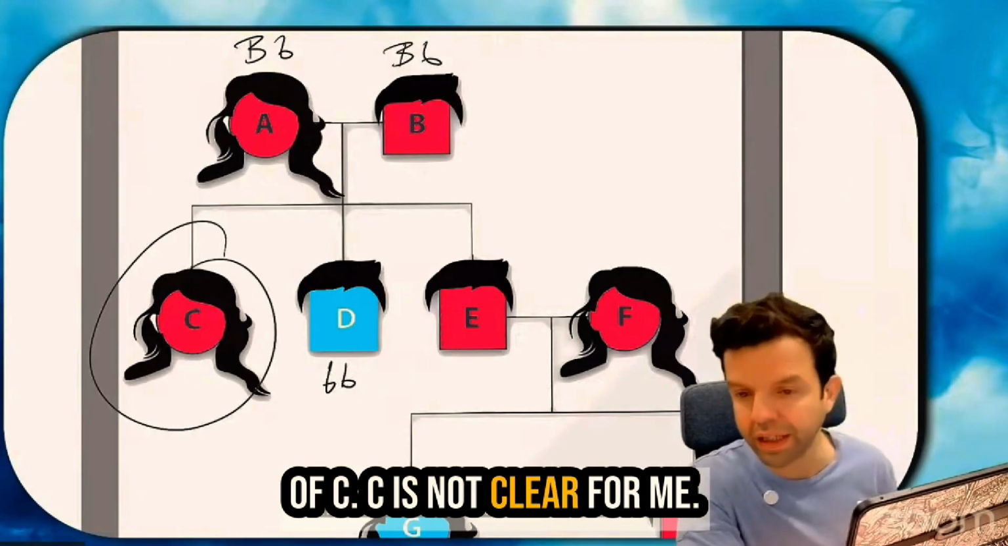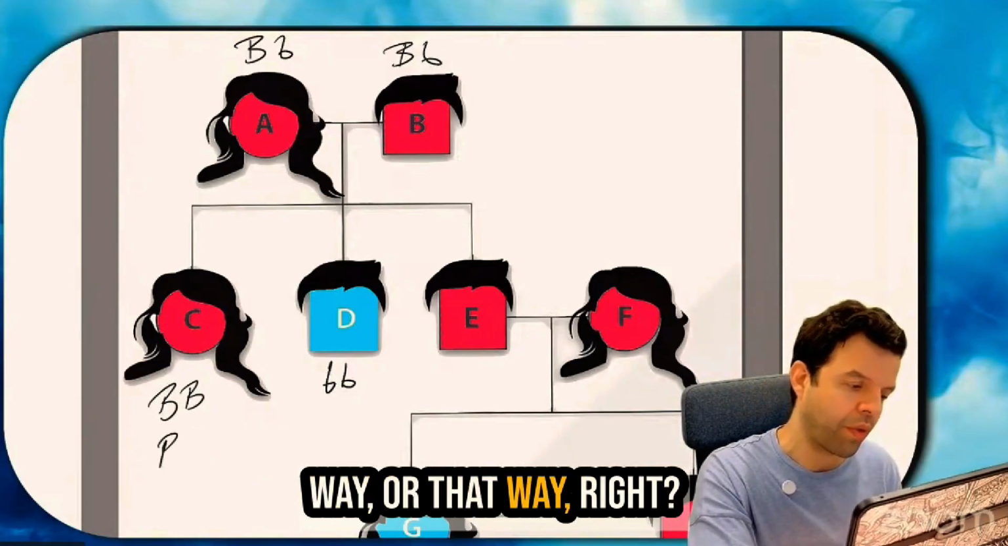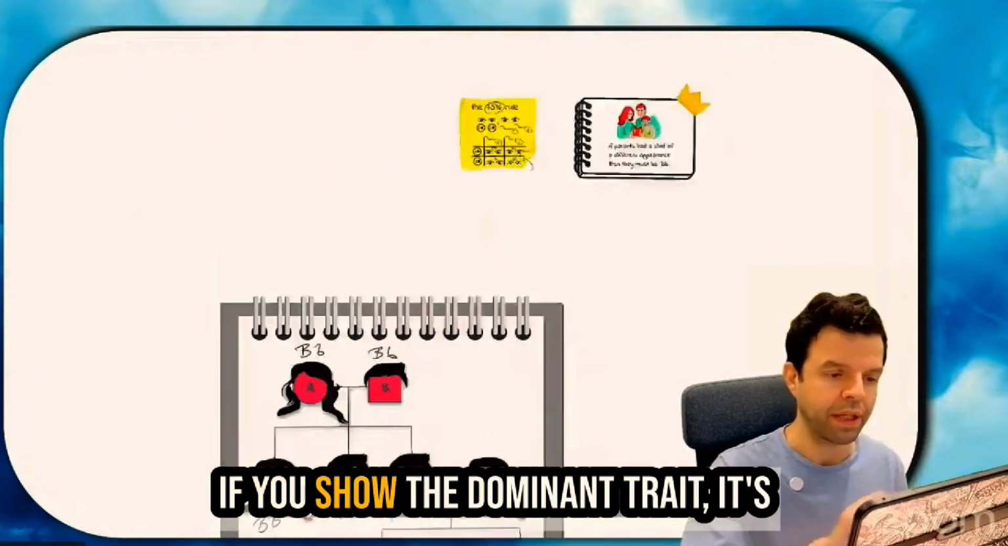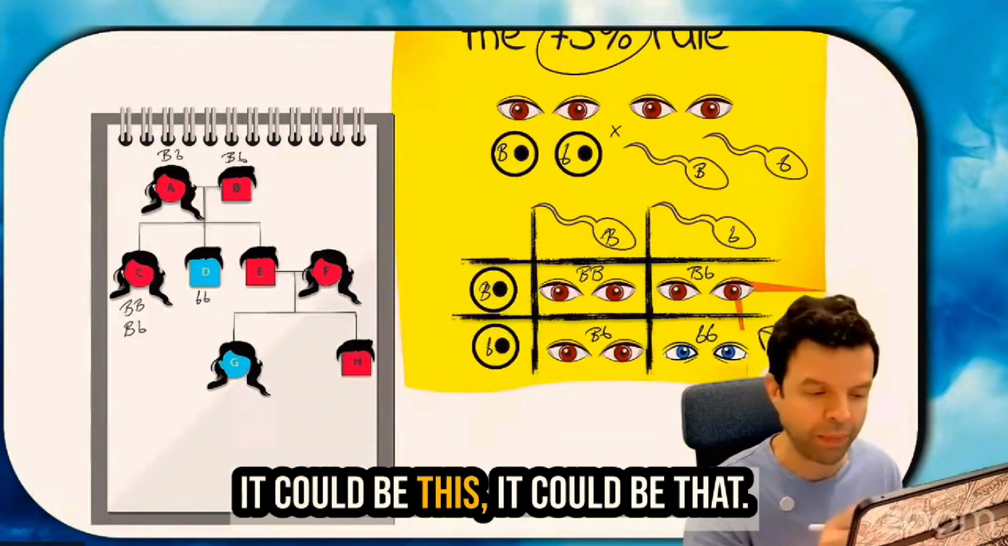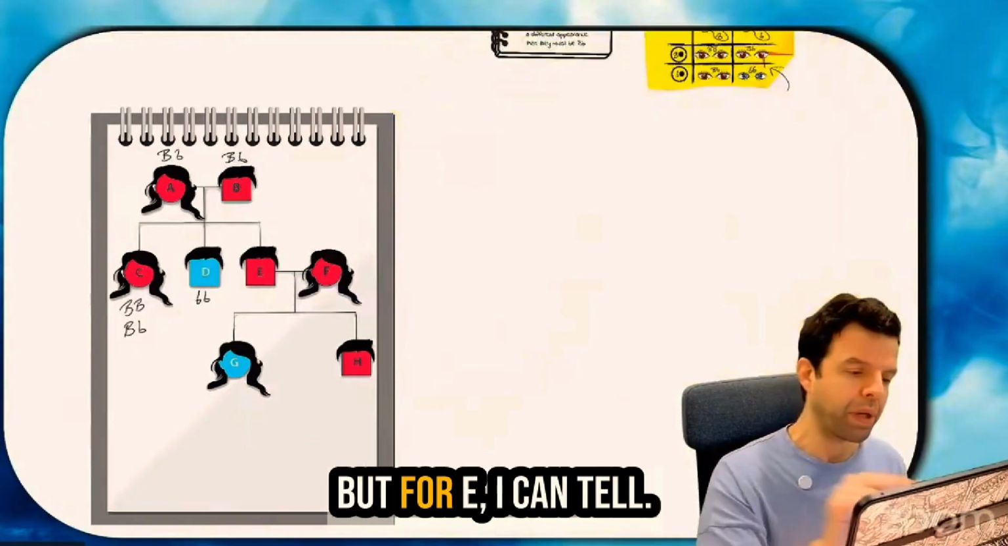C is not clear to me. Why am I not sure about C? Because C could be that way or that way, right? Homozygous dominant or heterozygous. Because if you show the dominant trait, it's difficult to tell your genotype. It could be this, it could be that. I need to see her children. Maybe that will tell me. But for E, I can tell.